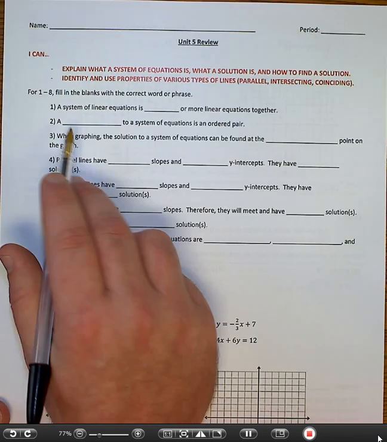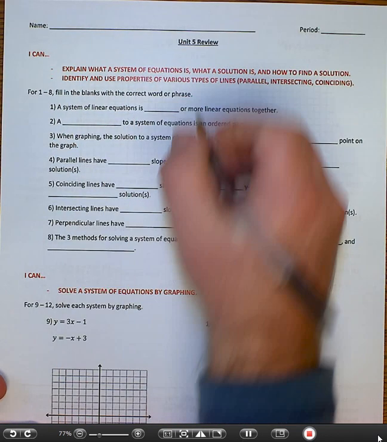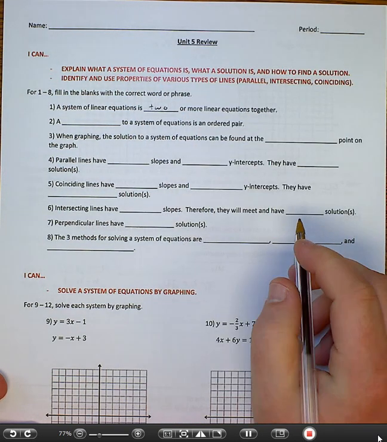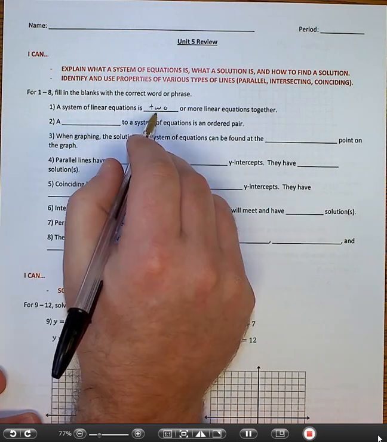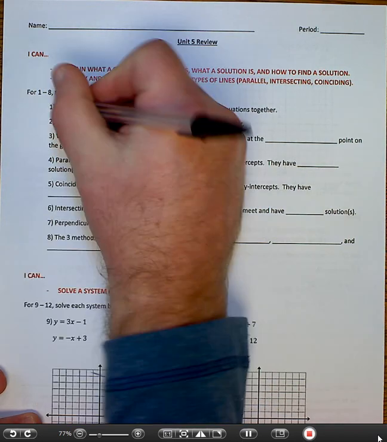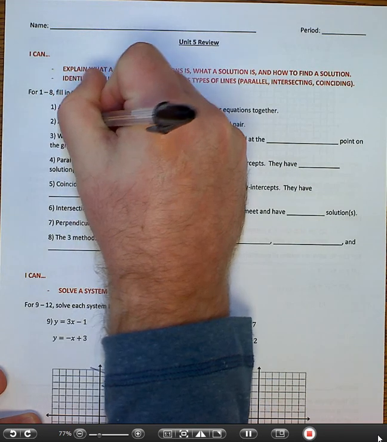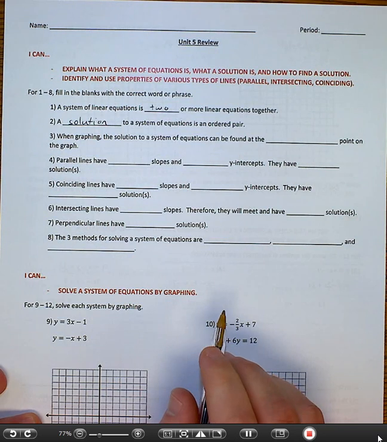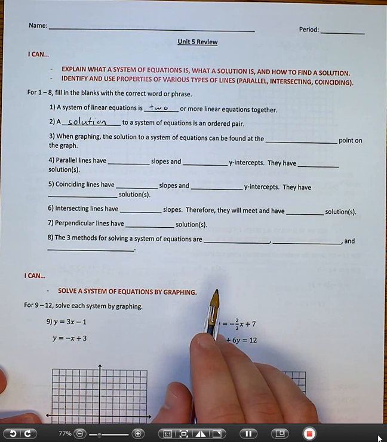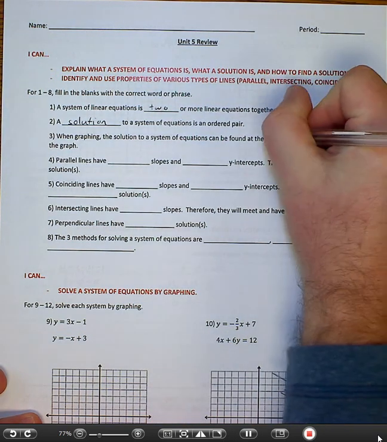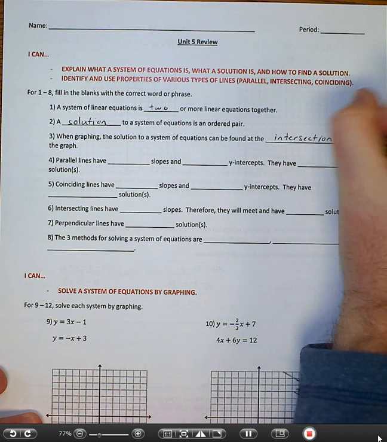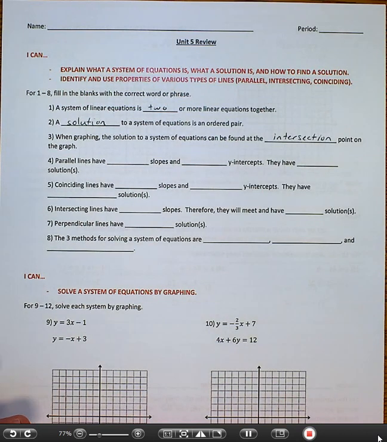A system of linear equations is 2 or more linear equations together, right? So, keyword there, system, means 2 or more. What we've seen is mainly 2. A solution to a system of equations is an ordered pair. Okay? When graphing, the solution to a system of equations can be found at the intersection point on the graph.